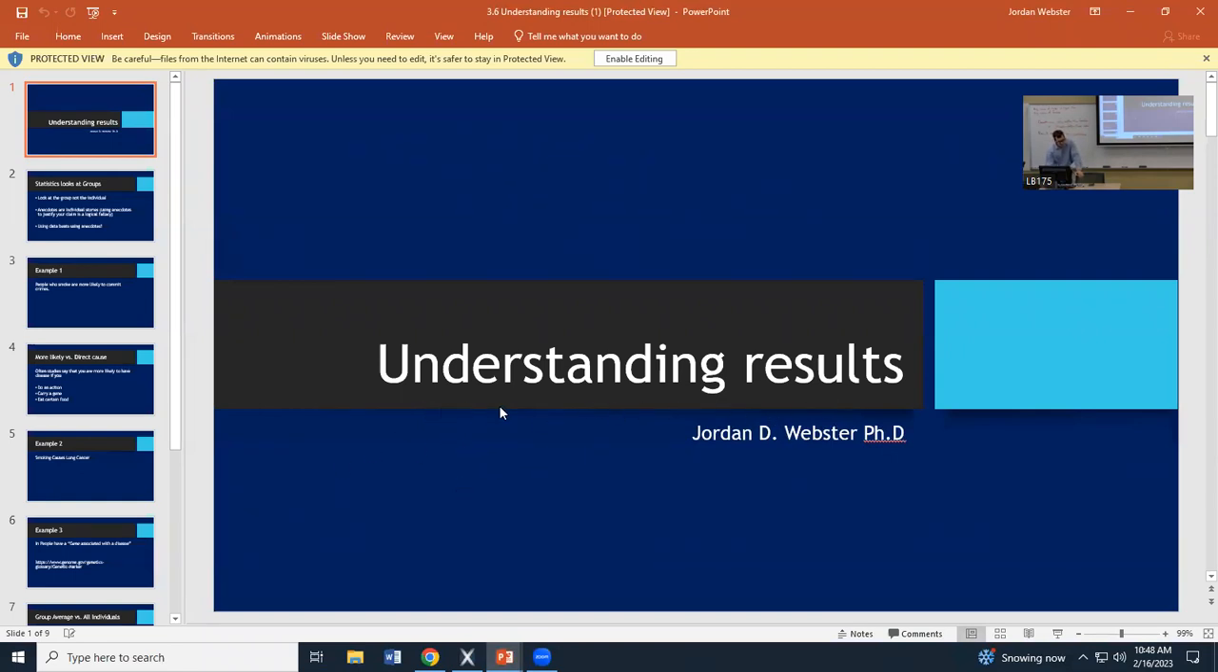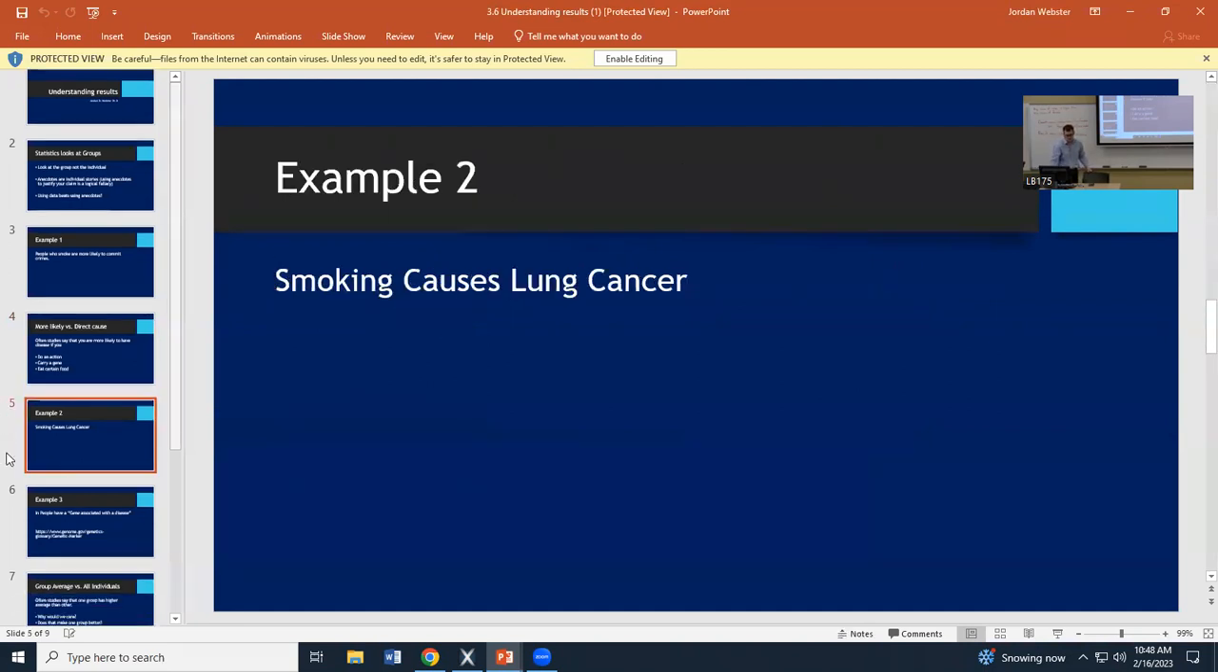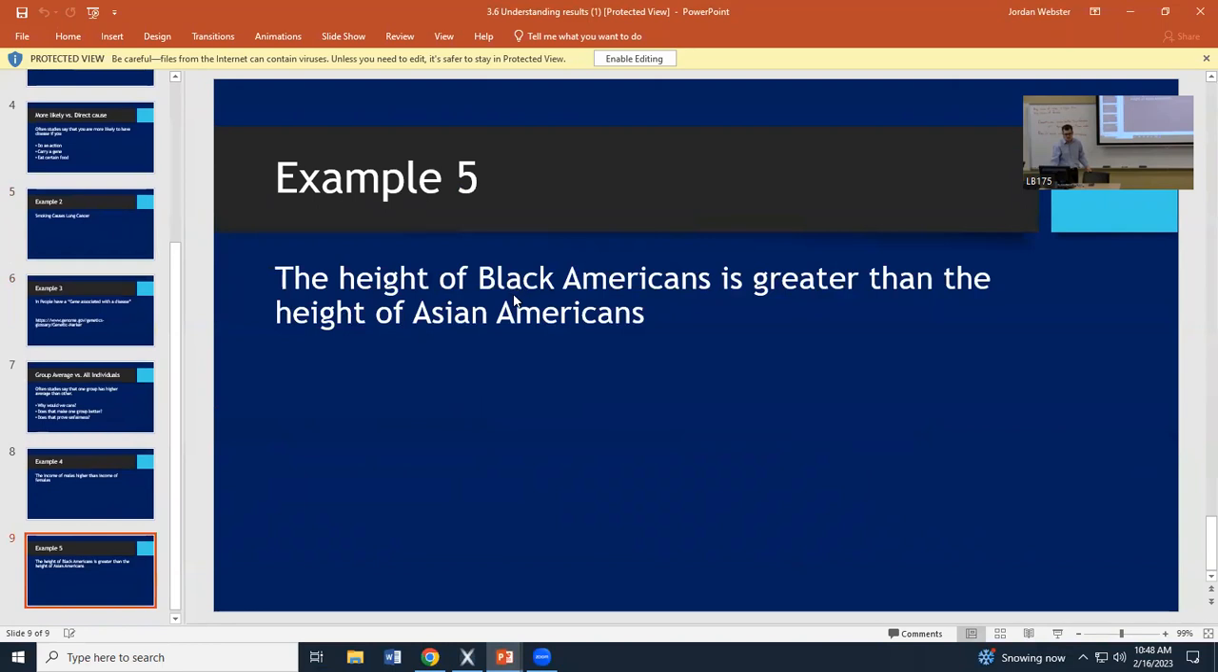This section was all about understanding results, understanding the difference between more likely to happen versus direct cause. Understanding that when we're given statistics, we're talking about groups and not individuals. This doesn't mean that all Black Americans are tall and all Asian Americans are short, right? There's Black Americans and Asian Americans of all heights and shapes and sizes. All right.